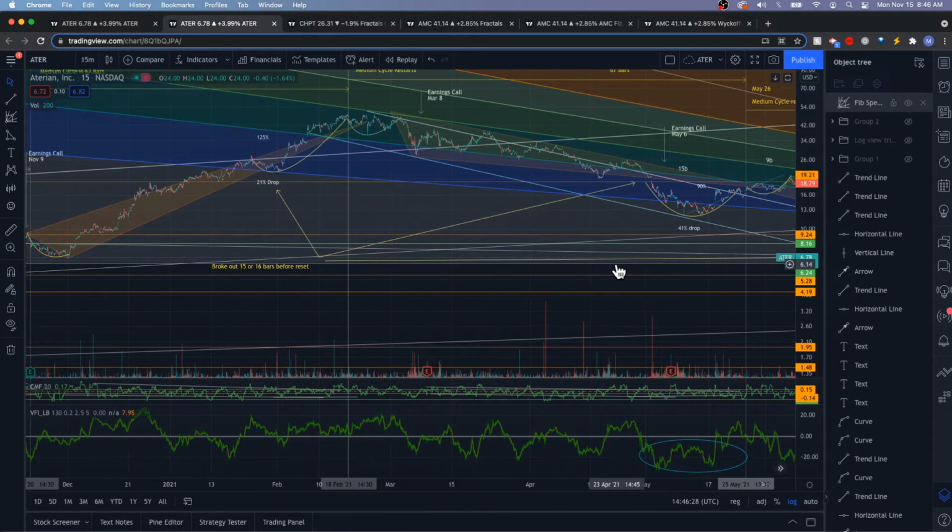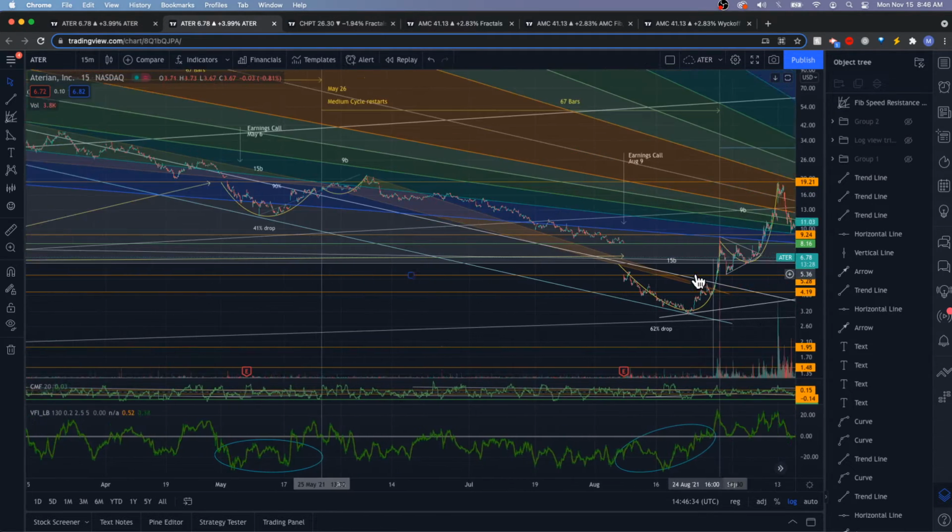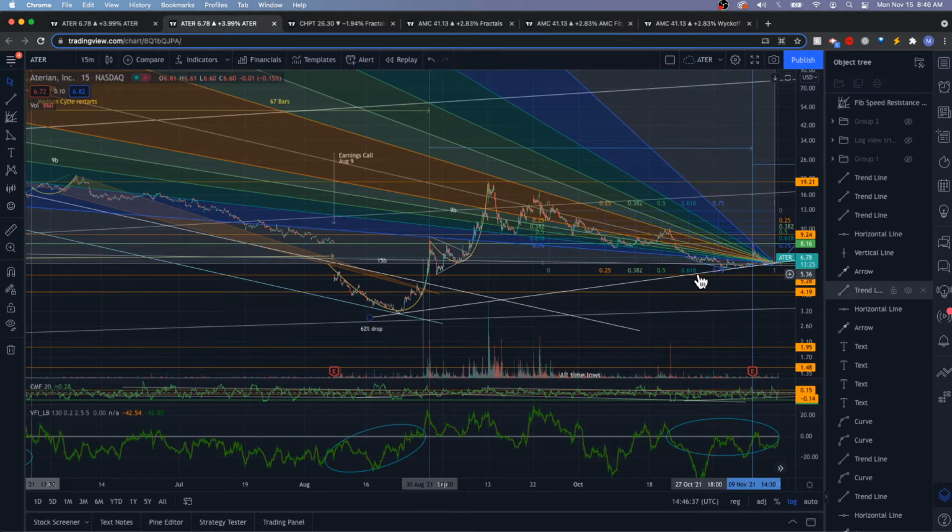What happens when we overextend far away from it? The algorithm says, no, we've got to get back down. And it calculates a move back down to this value. What is this move right here?